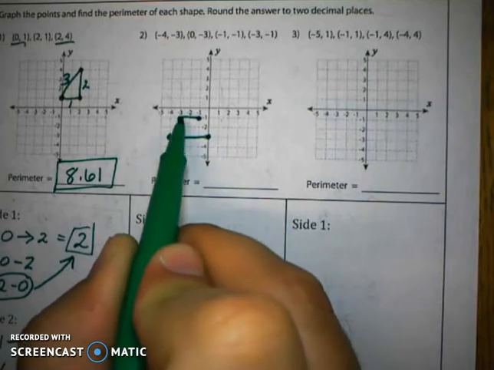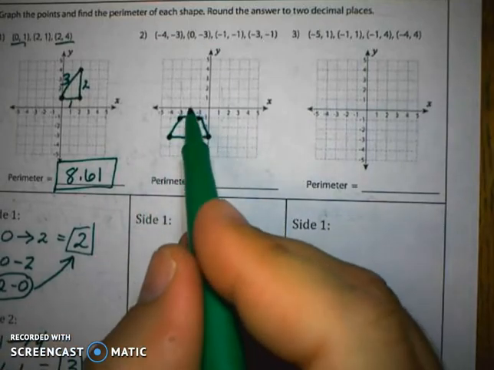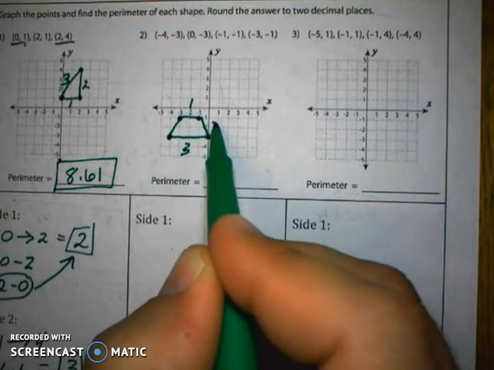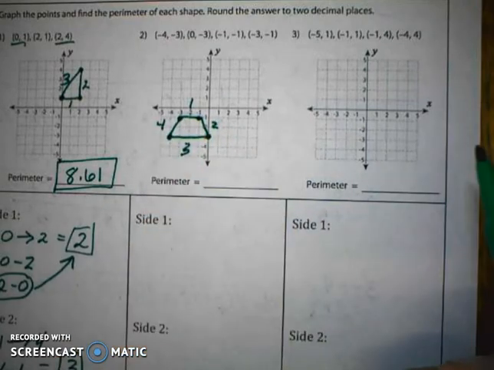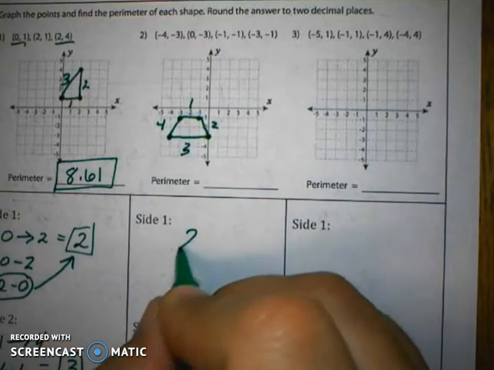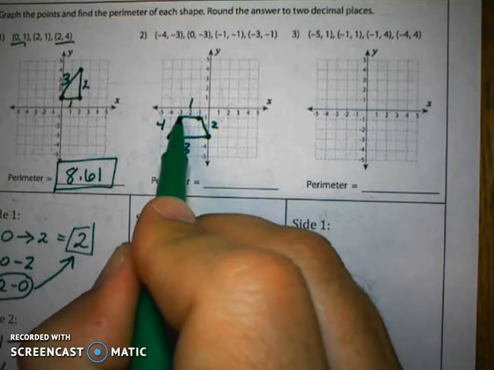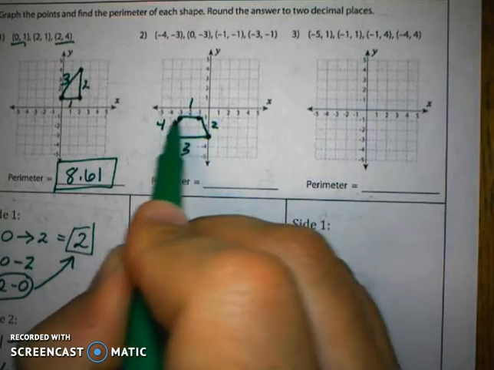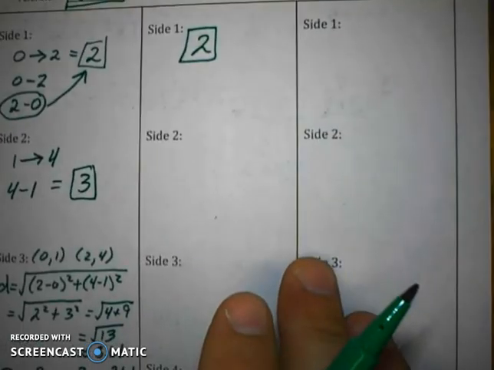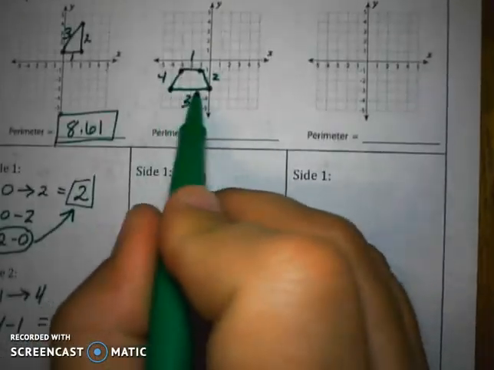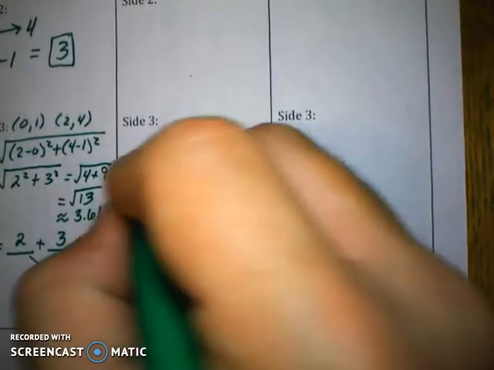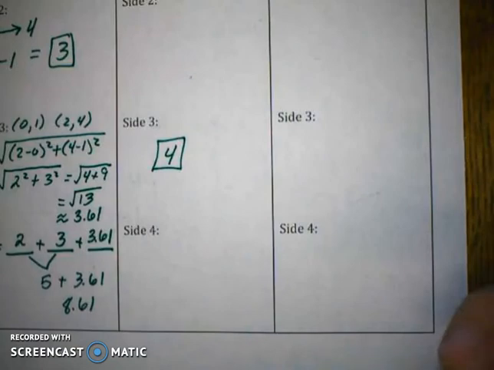We have 2 parallel sides here. Those are sides, I'm just going to call them 1 and 3. This would be side 2, this is side 4. So side 1 we can easily count because it's horizontal. That is a distance of 2 units. -3 back to -1 is a distance of 2. And then I'm going to skip side 2 for a second. Side 3 was this other side right here, and that's a distance of 1, 2, 3, 4 units. So I know those 2.